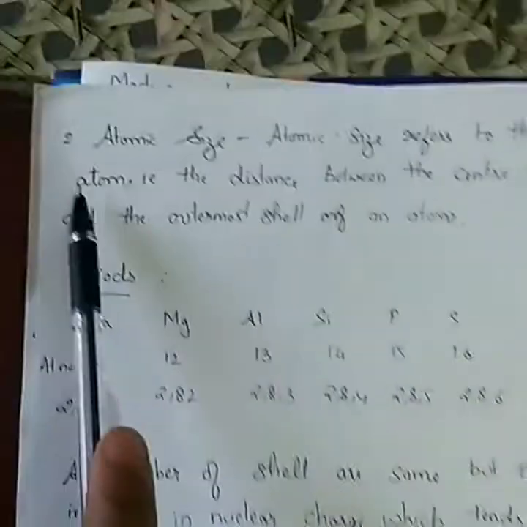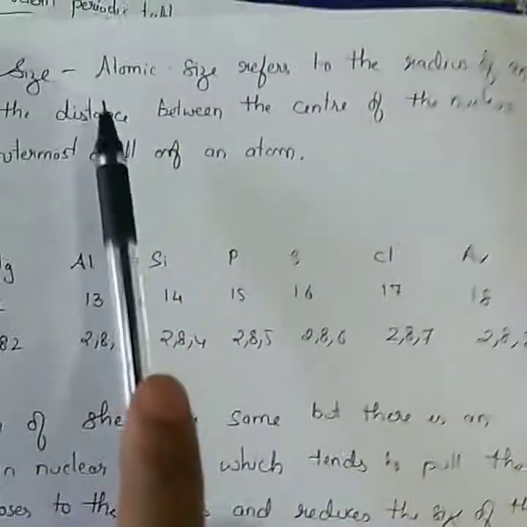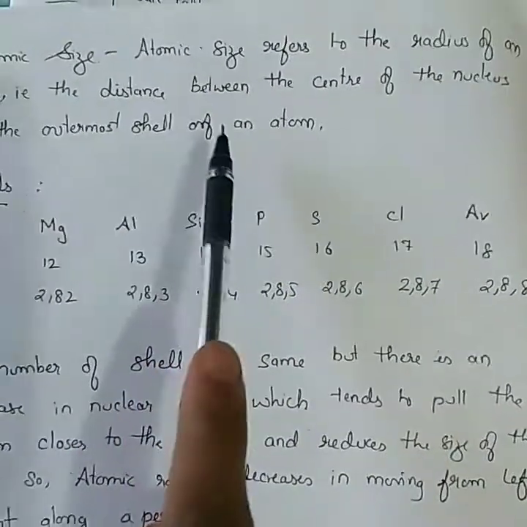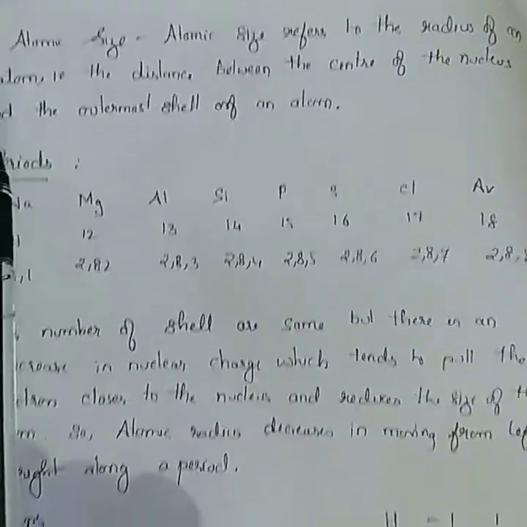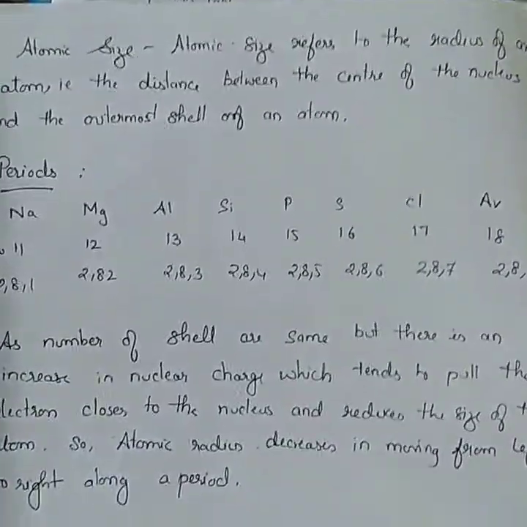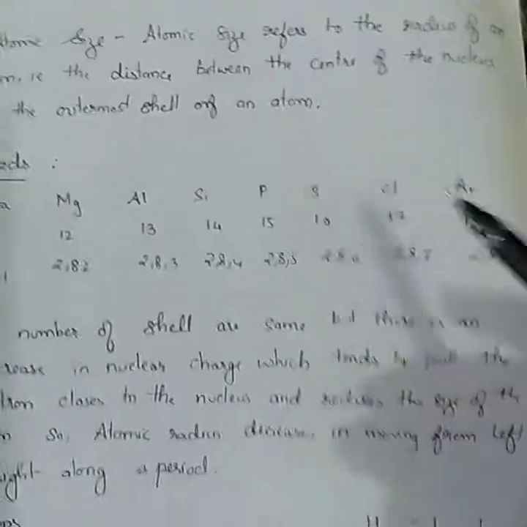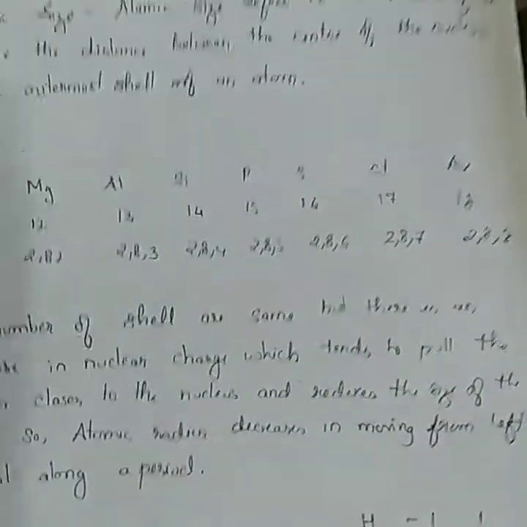Atomic size refers to the radius of an atom. That is the distance between the center of the nucleus and the outermost shell of an atom. This is called atomic size, meaning the size of an atom. The size of the atom starts from the center of the nucleus to the outermost shell.